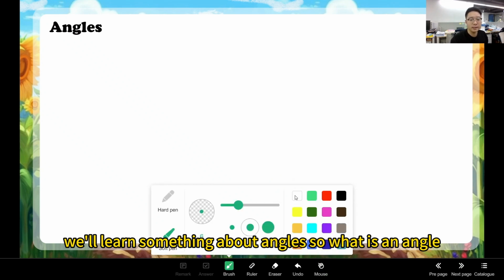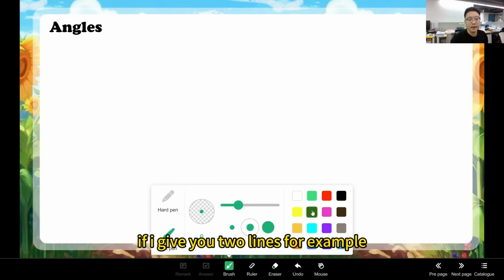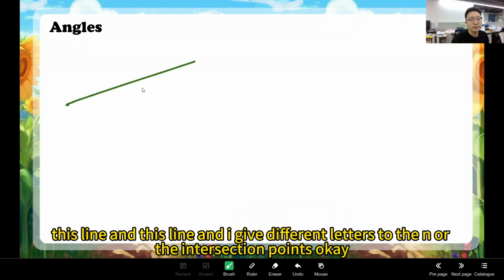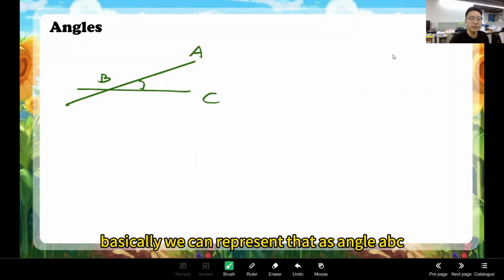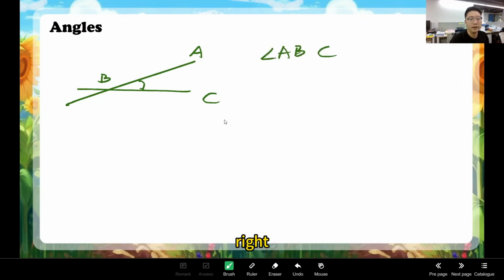So what is an angle? If I give you two lines, for example, this line and this line, and I give different letters to the end or the intersection points. Okay, I name the end here as A, and maybe this is B, and this is C. So how can we represent this angle? Basically, we can represent that as angle ABC, right?